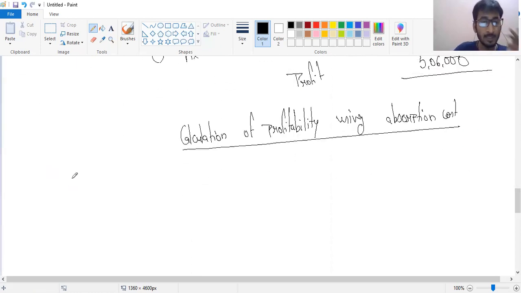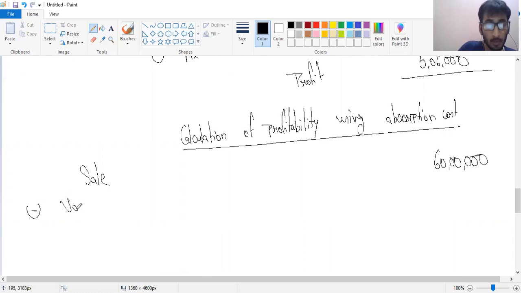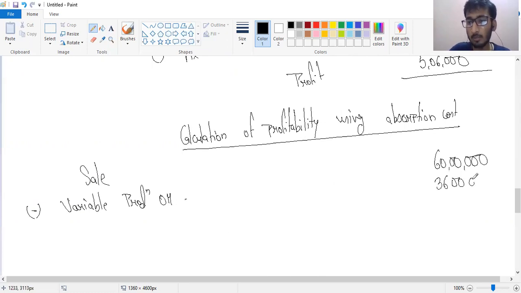So the sale would be same, 60 lakh. Now, variable production overhead, it would be same. It is 36 lakh. I am writing here together. Okay, a clubbed figure. So it is 36 lakh.